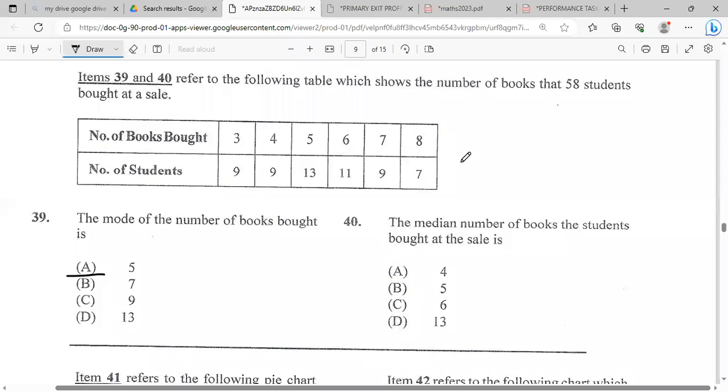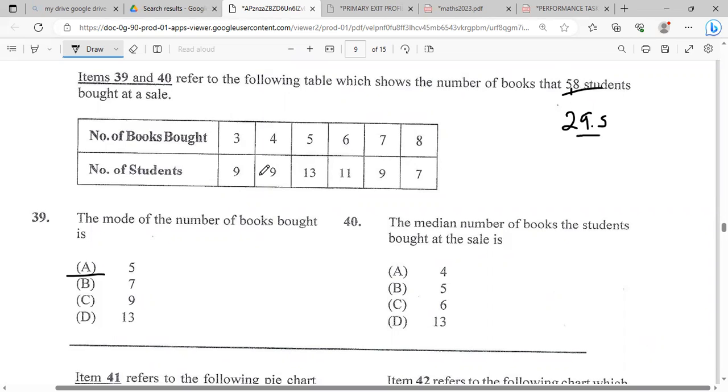All right, so we have 58. That says 58 students. So 58 divided by 2, that's our 20-something. So it's going to be 29. So basically it's going to be the 29.5 position. So what we have to do is just add this till we get to 29.